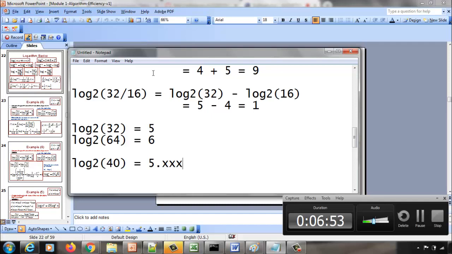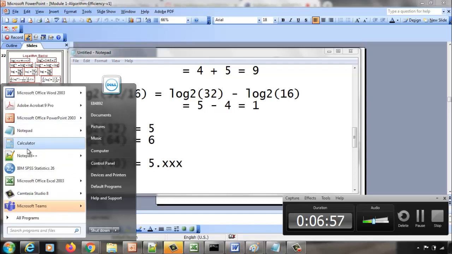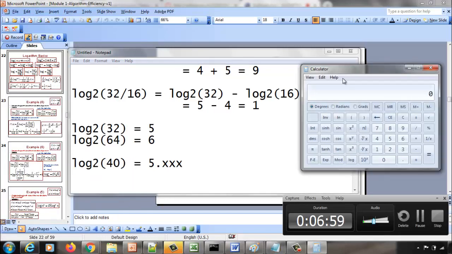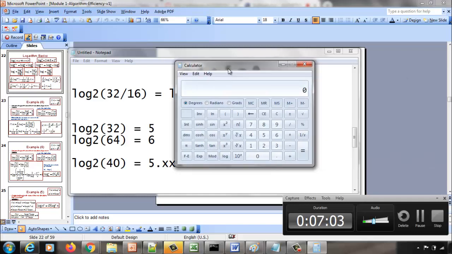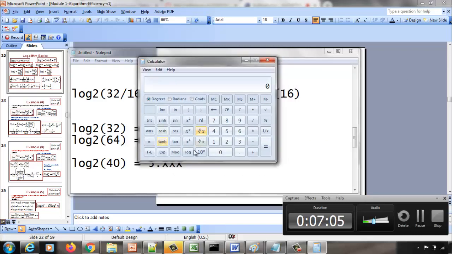If you think you can do that using a calculator straightforward right away, the answer is no, because if you look at a calculator key, you don't have log to the base 2. This log key is to the base 10, and this ln is to the base e. So these are the only two log keys your calculators will have. So how to find log of something to the base 2, or in general to any base?